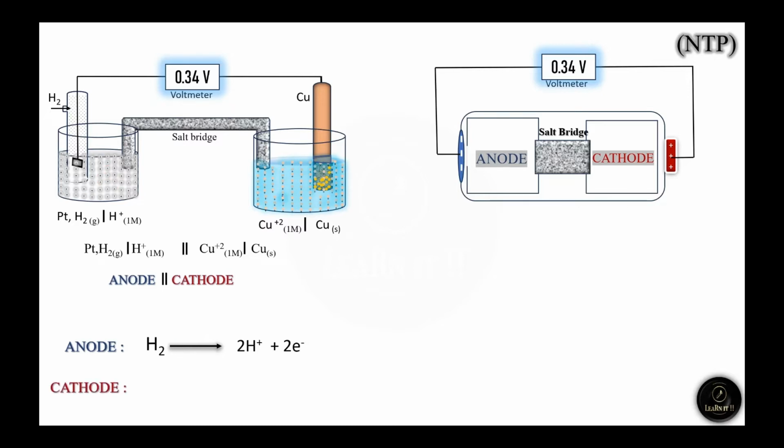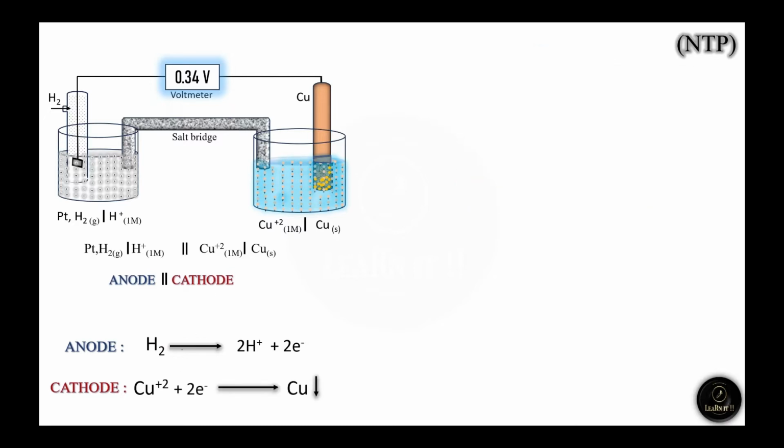So at the cathode, the copper will be deposited. It means that Cu plus 2 ions start to deposit. You can see here. So the overall reaction is that hydrogen gas is converted into H plus. So it is giving electrons. These electrons come and sit here, and these electrons are taken by Cu plus 2 ions.